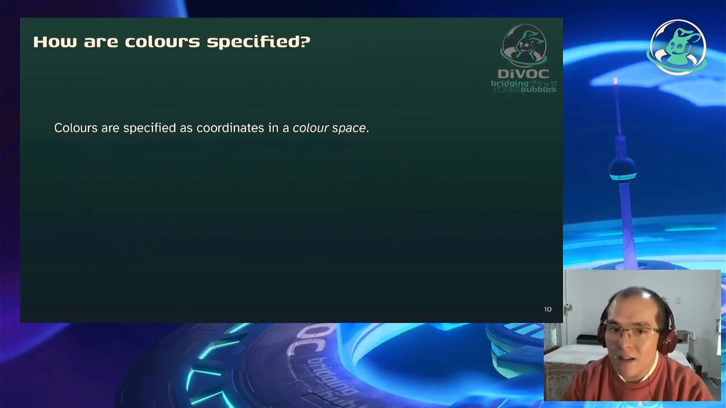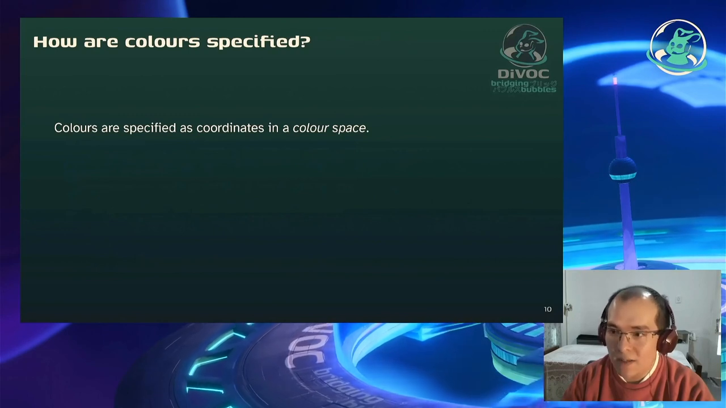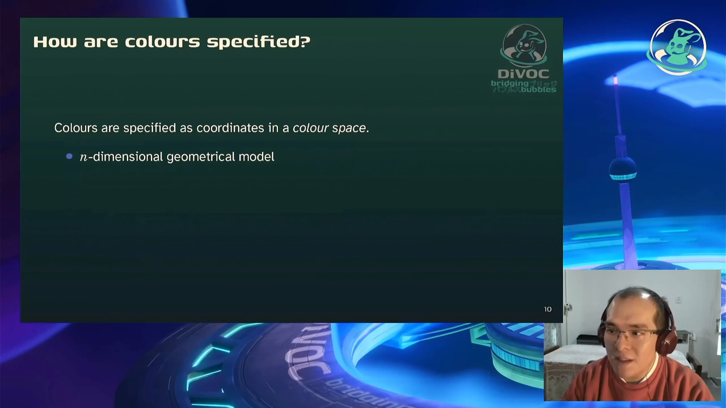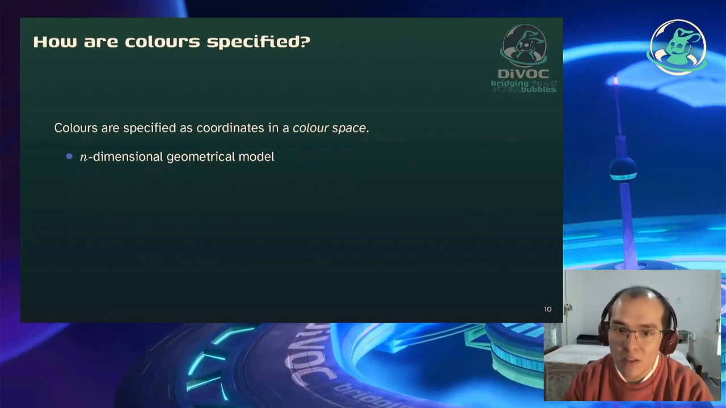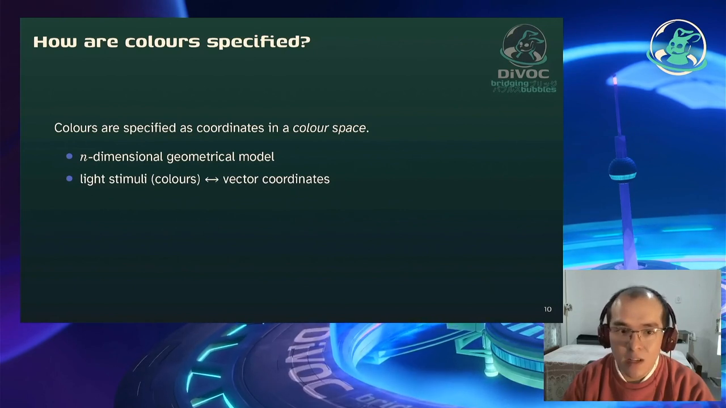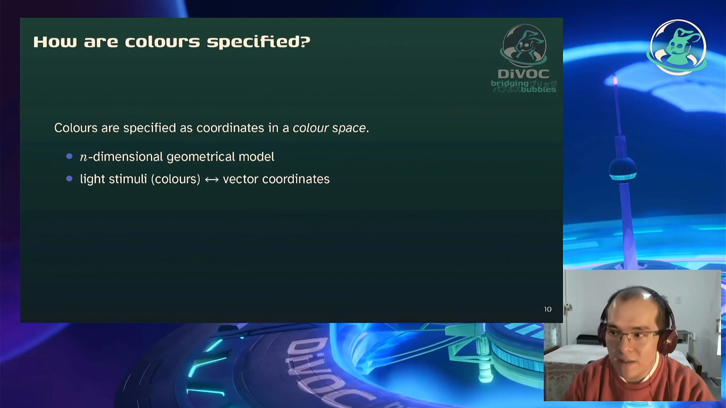Third question, how are colors specified? They are specified as coordinates in what we call a color space. From a geometrical point of view, a color space is geometrical and n-dimensional, one dimension for each channel. That turns light stimuli, meaning the colors that we see, into vector coordinates.